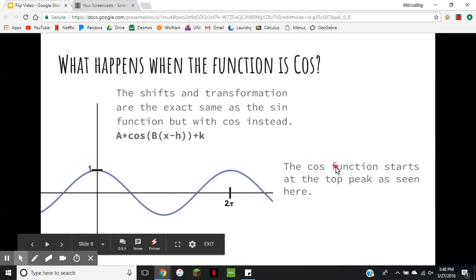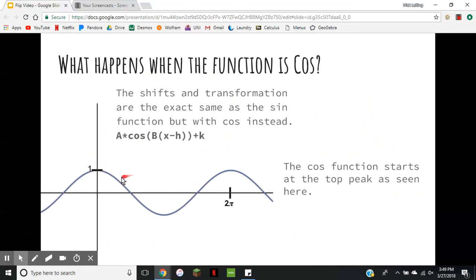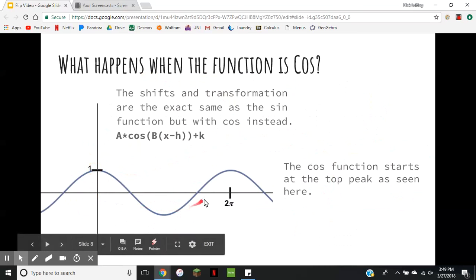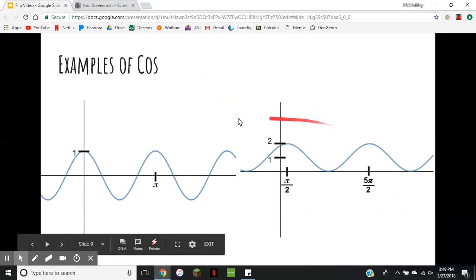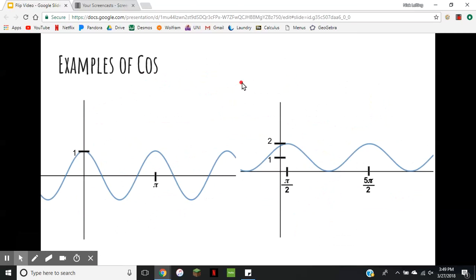Now the cosine function is pretty much exactly the same as your sine function. The only difference is the look. The cosine starts at the top peak instead of right here on the midline, where the sine would normally start. Here are some examples of the cosine function. Remember that the cosine function starts at the top peak.